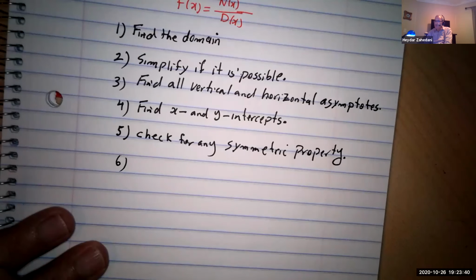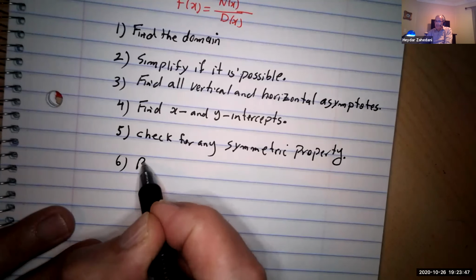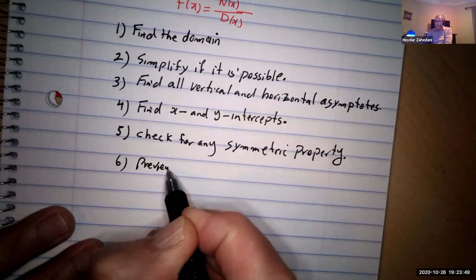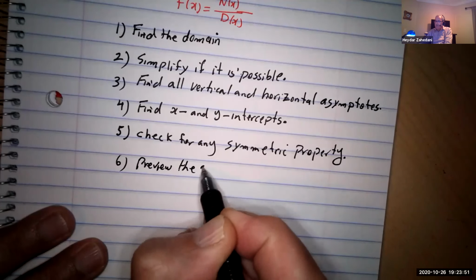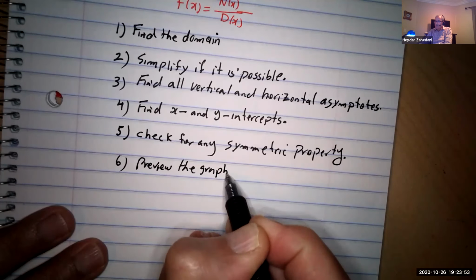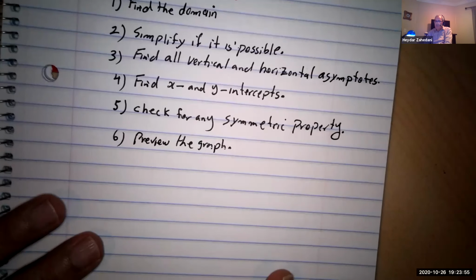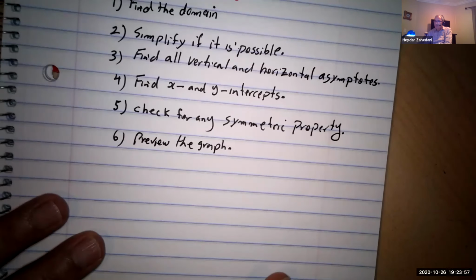This is the one that I have extra besides the ones that you have in your book. Number 6, we are going to preview the graph if you like. I'm going to explain what it means, in case you want to use calculus. This is the way we do it.